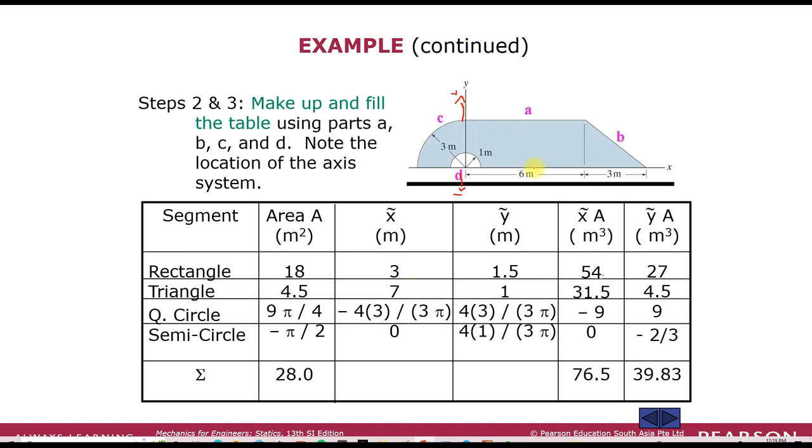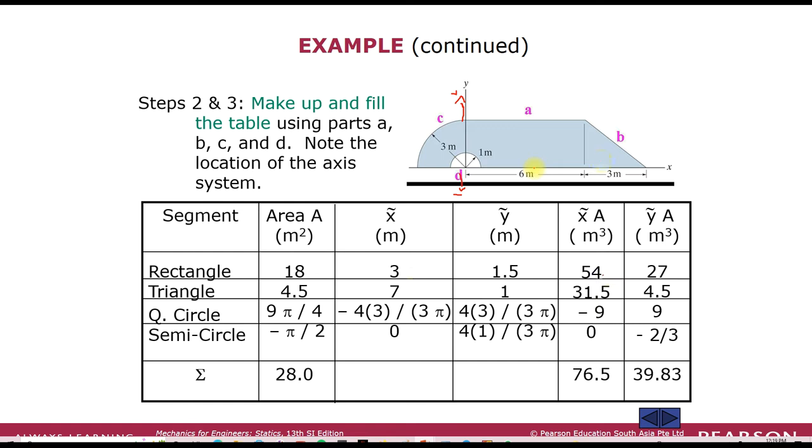And for the position x, we know from the formula that the centroid is 1 over 3 of the base for the triangle. So it's 1 over 3 of the base, which is actually 1 here, plus the coordinate position, because this is 6 meters here, 6 plus 1. Then we get the position of x at 7. Okay, so we still have the position 7.